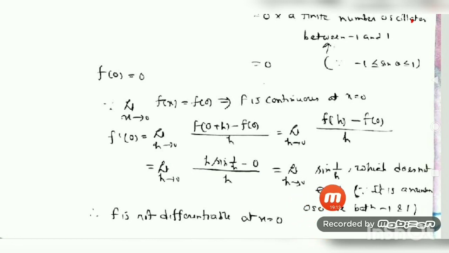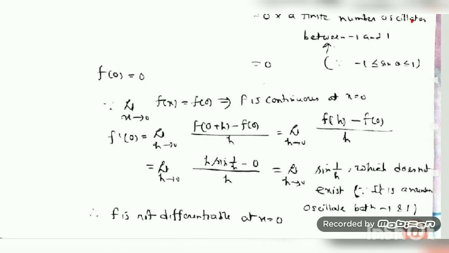Limit h tends to 0, does sine of 1 by h exist? We know this is a finite value, but it is not a fixed value. It oscillates between minus 1 and 1. That means we do not get a fixed value for this. If I change the value slightly, it will have different values. That means this limit does not exist because it is a number that oscillates between minus 1 and 1. That's why we can give the conclusion that f is not differentiable at the point x equal to 0.